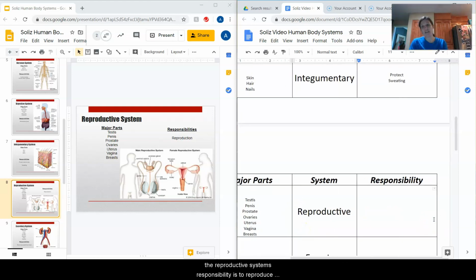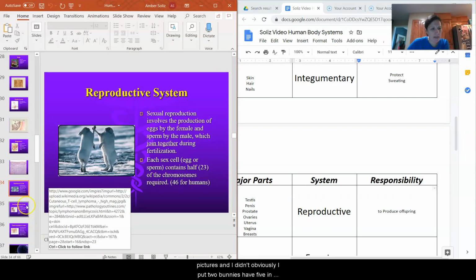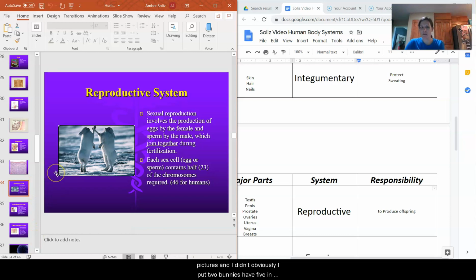And obviously, the reproductive system's responsibility is to reproduce, to make babies, okay? To produce offspring, okay? And so that would be the important part, or reproduction of the reproductive. Now, I kind of have a couple pictures. I put 2 bunnies high-fiving because I thought that would be more appropriate.